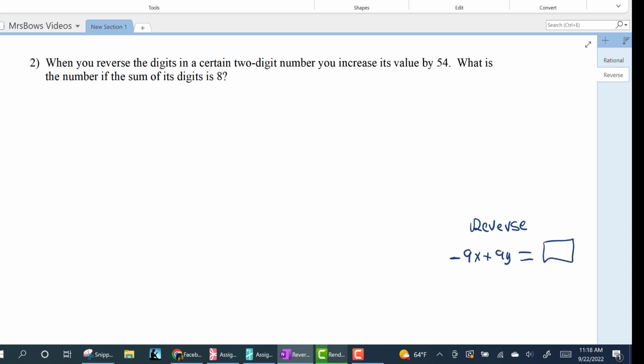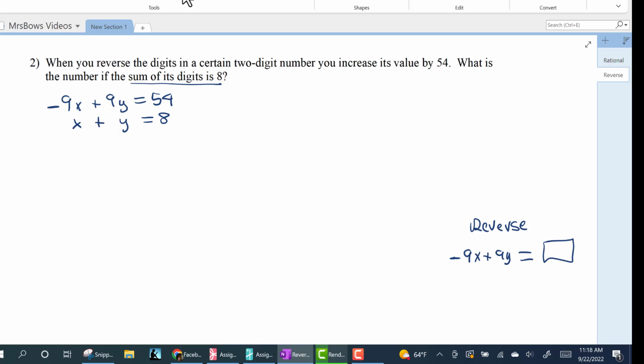When you reverse the digits in a certain two-digit number, you increase its value by 54. So negative 9x plus 9y is equal to 54. And then the sum of its digits, well, the digits are x and y, is equal to 8. So now you just have a system of equations.